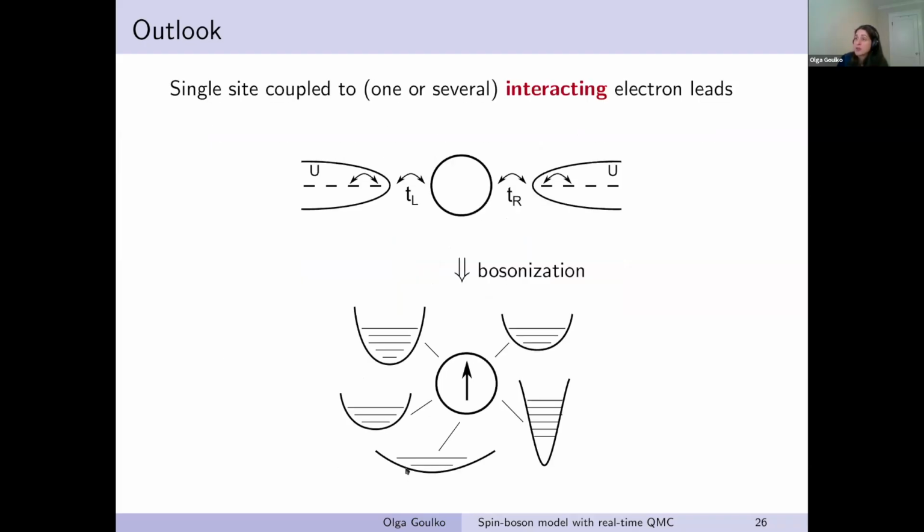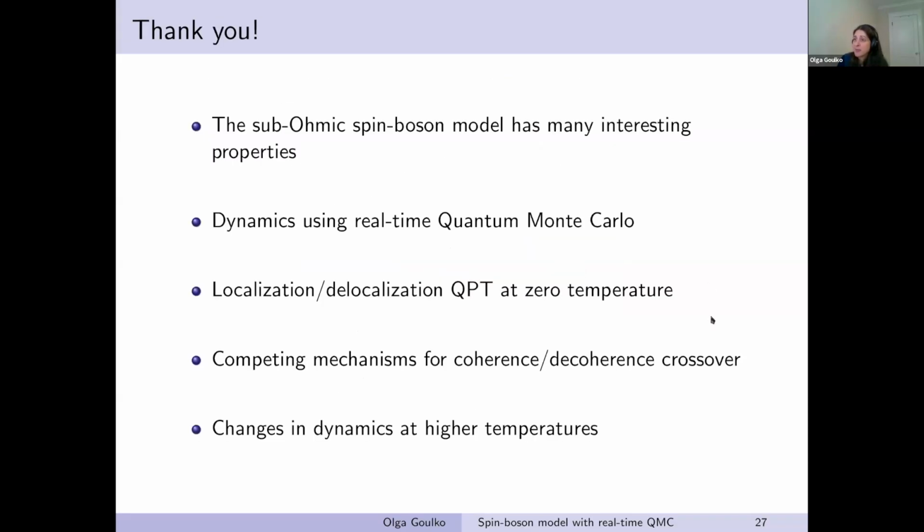It's also possible to map the Spin-Boson model onto an electronic system of a single site coupled to one or several interacting electron leads via a mapping called bosonization. So that will be an interesting way to study interacting electron leads.